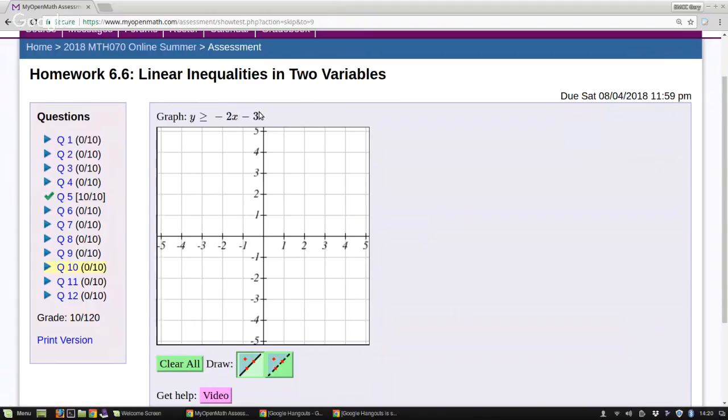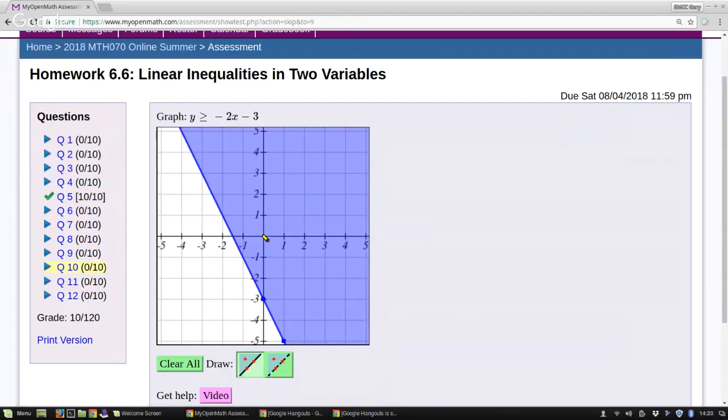So I need 2 points on this line. I'm going to use the y-intercept. So that would be negative 3, 0, or 0, negative 3, sorry. And then the slope says go down 2 over 1 because it's a slope of negative 2. So that's my line. Next, I need to figure out which side to go on.